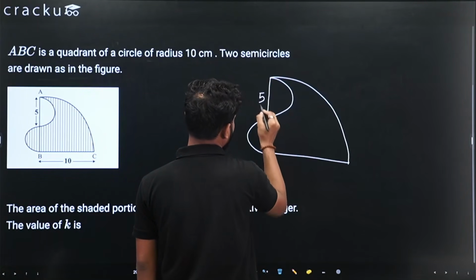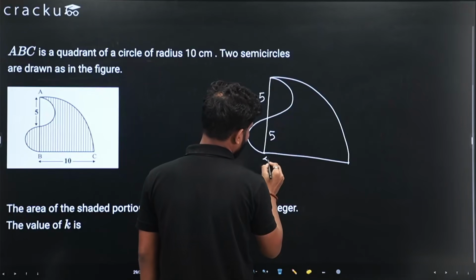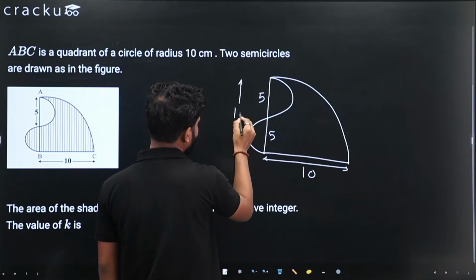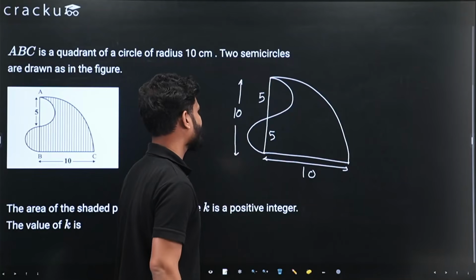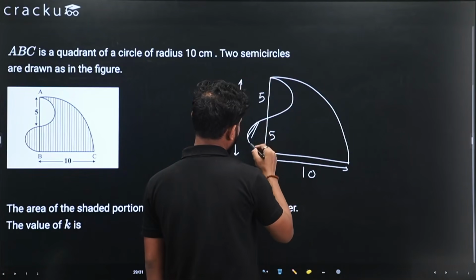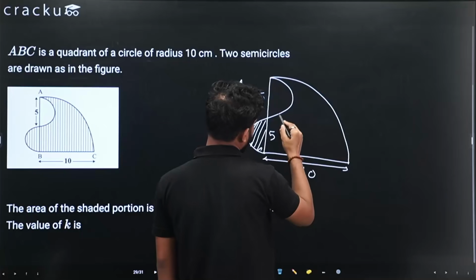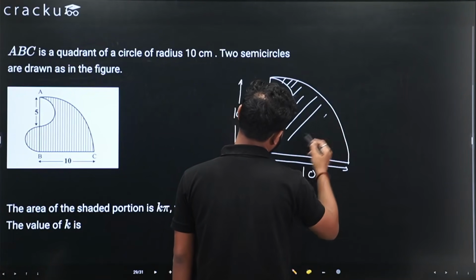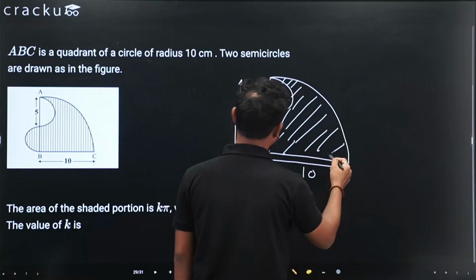This is 5. And this will also be 5. Why? Because whole is 10. This is a sector. So this complete is 10. Right? Now, this is a semicircle and this is a quarter. Okay? I need to find the area of shaded region.